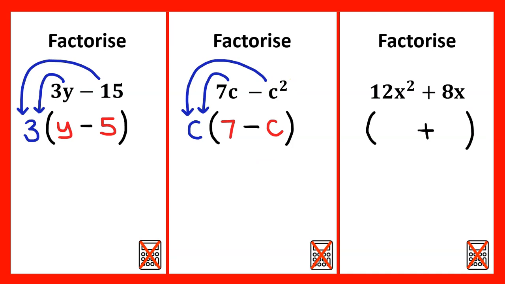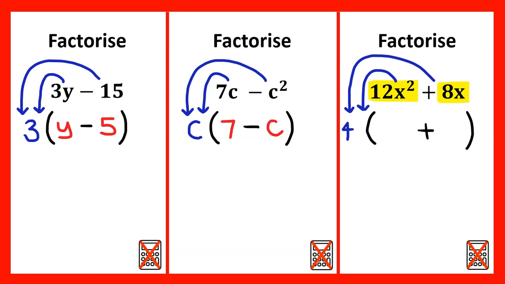Lastly, we could end up with a situation where both of the terms have common factors between numbers and variables. Starting with the numbers first, 12 and 8 have a highest common factor of 4. You need to make sure you have the highest common factor and you don't use something like 2, which would result in you not factorising the expression fully.